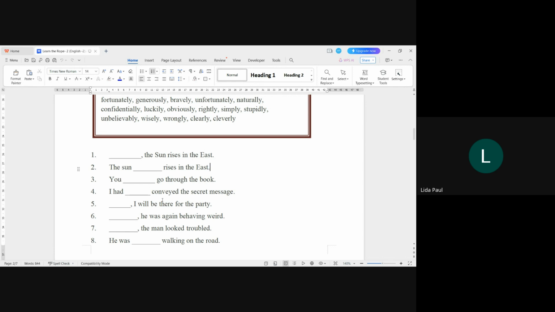Sixth one, dash, she was again behaving weird. Unfortunately. You can say, unfortunately. Anything else? Can we say unbelievably? Yeah, that's also fine. Unbelievably, he was again behaving weird.